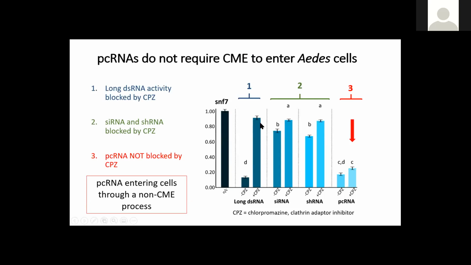But when chlorpromazine is present, the long double-stranded RNA is failing to enter the cells. The short interfering RNAs show only a small knockdown, but they too lose their efficacy when they're treated with chlorpromazine. And same with the short hairpins, they too are losing their ability to enter the cells and induce RNAi with chlorpromazine. But interestingly, the paperclips here are both showing ability to knock down the gene effectively, either in the presence or the absence of chlorpromazine, which tells us that these paperclip RNAs are entering the cells differently.